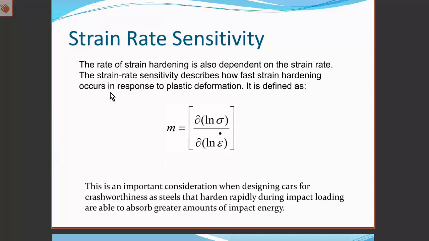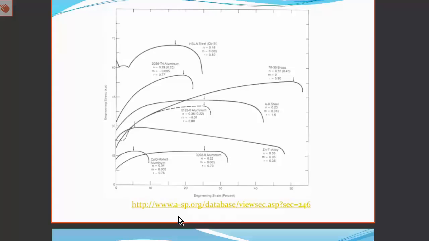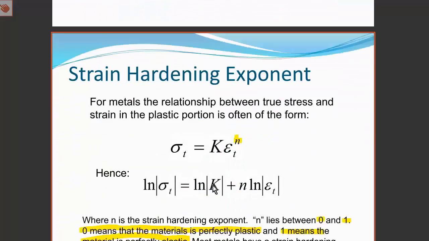The strain hardening exponent can be dependent on the strain rate, and that's known as strain rate sensitivity. So materials that are deformed quickly can harden quickly as well. Materials with a high strain rate sensitivity are very good for car body steels, because a lot more energy is absorbed during an impact. And we can see some curves here of different materials for different values of strain rate sensitivity and the strain hardening exponent.